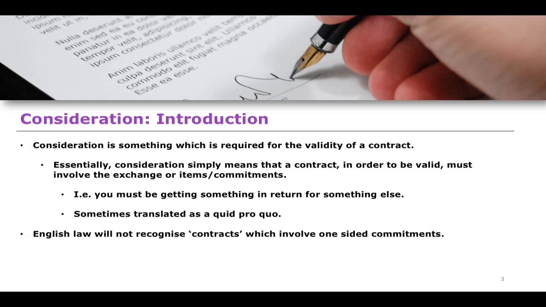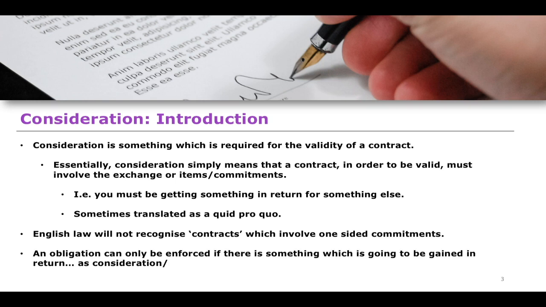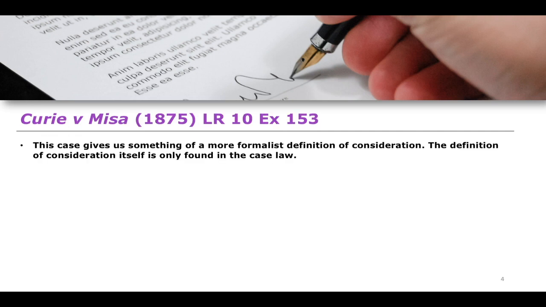In English law, we do not recognize contracts which involve one-sided commitments. There is no recognition of a so-called contract where you just give something and you don't get anything in return, or you just receive something and don't have to give anything in return. These aren't contracts according to English law. An obligation can only be enforced if there is something to be gained in return as consideration for the item or the commitment that you are going to give yourself. That is what consideration fundamentally requires.